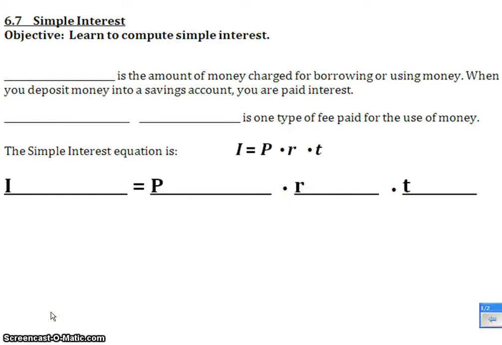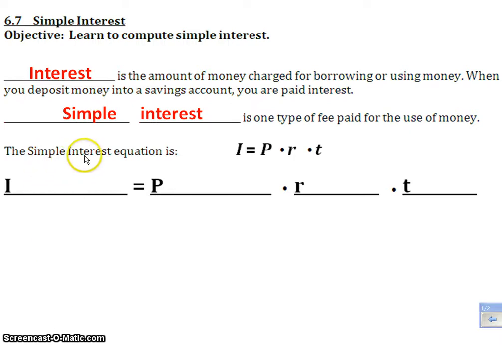Chapter 6, Section 7, Simple Interest. The objective of this lesson is to learn how to compute simple interest. Interest is the amount of money charged for borrowing or using money. When you deposit money into a savings account at a bank, you're paid interest by the bank. Simple interest is one type of fee paid for using money.